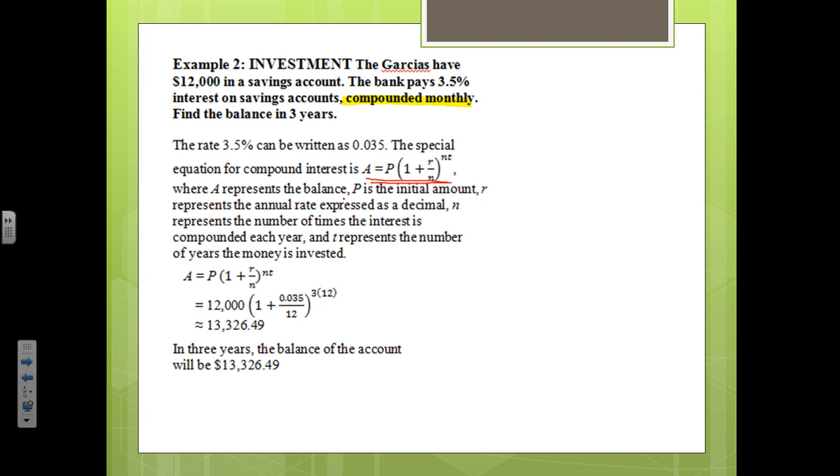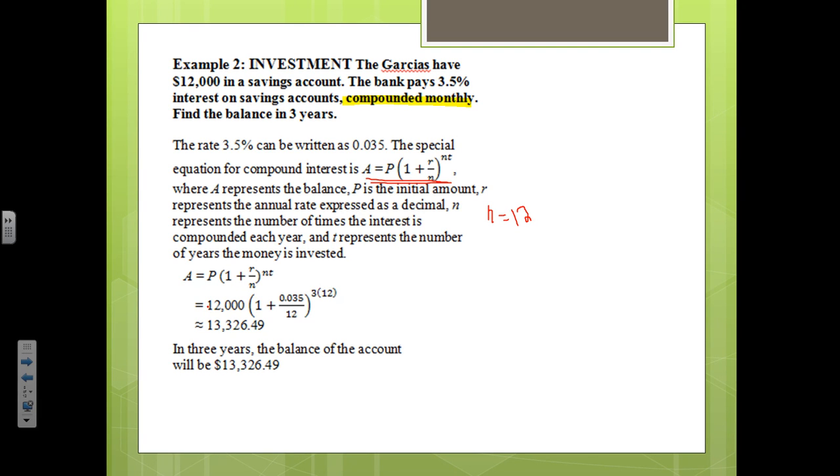And A will represent the balance, P again is the initial amount, R is the annual rate expressed as a decimal, and N represents the number of times the interest is compounded each year. Well, since it's compounded monthly, your N is going to equal 12 for this problem. And then T will represent the number of years.